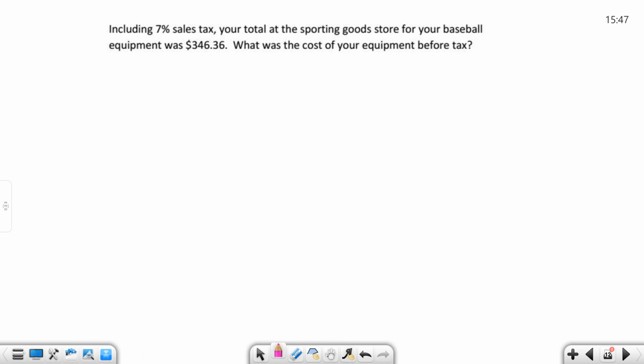So including a 7% sales tax, your total at the sporting goods store for your baseball equipment was $346. And again, it could have been anything, but I chose baseball equipment. My son plays, and we're all the time having to buy him stuff. And sometimes it costs a lot.